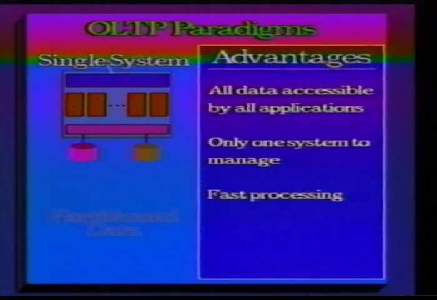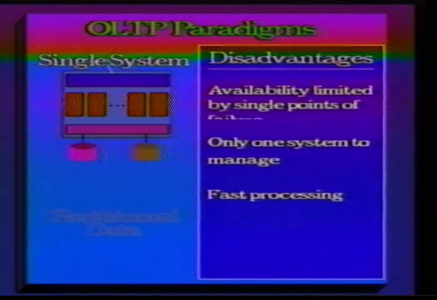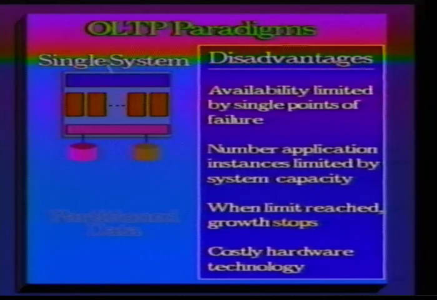Some advantages of this single system configuration are that all of the data is directly accessible by all of the application programs. There is only one system to manage. Assuming that the system is large and fast enough to handle the workload, a single system approach can provide a fast response since everything that is needed is available on a single system. The disadvantages of a single system approach are limited availability because there's only one system. If this system fails, access by an end user to the application terminates.